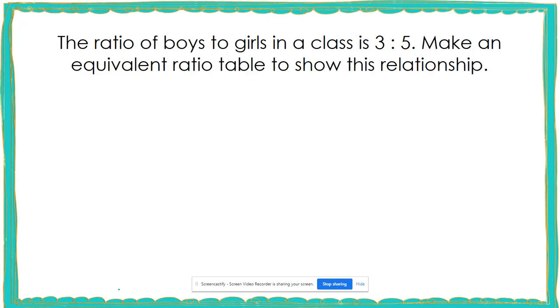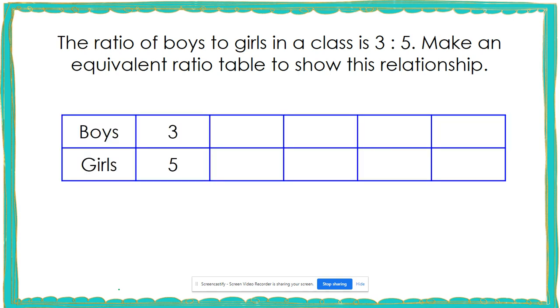We're going to look at this first example that says the ratio of boys to girls in a class is 3 to 5. Make an equivalent ratio table to show this relationship. Well, when I know that the relationship is 3 to 5, that means that for every 3 boys in the class, there are 5 girls. So I'm going to make a table that shows boys and girls, and I'm going to show that 3 boys in a class is related to 5 girls in the class.